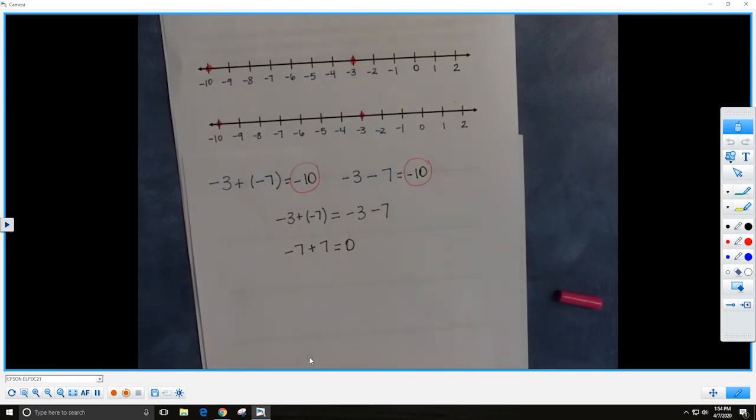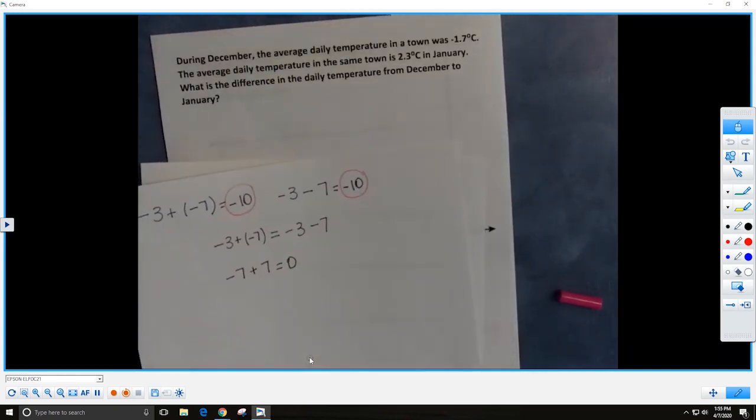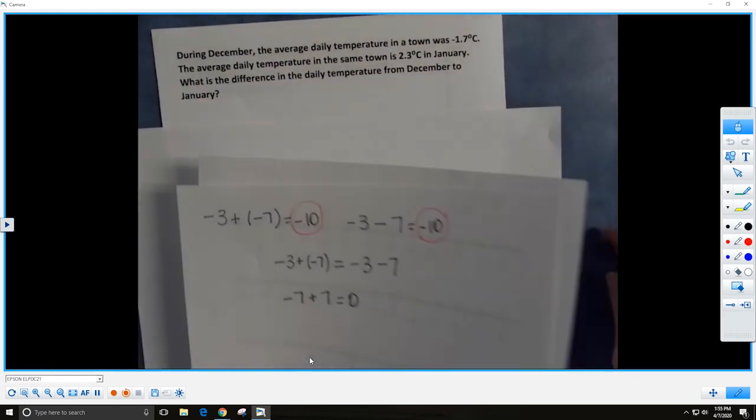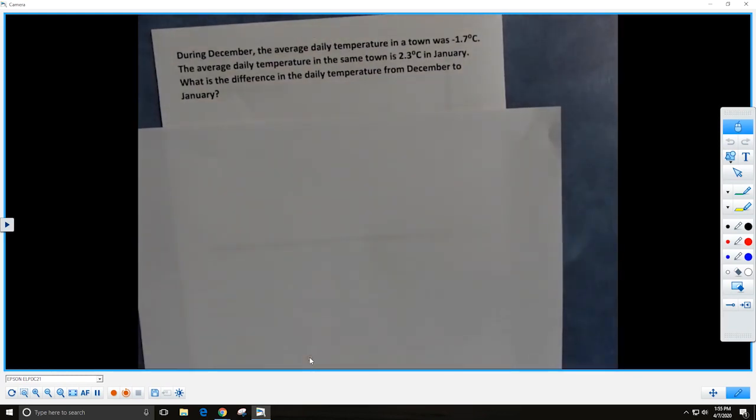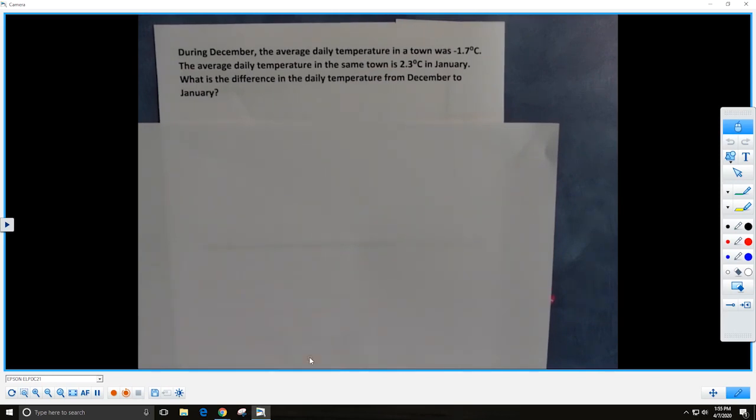Now what we'd like to do is use a number line to work with positive and negative decimal values. Let's take a look at this first scenario. During December, the average daily temperature in a town was -1 7/10 degrees Celsius. The average daily temperature in the same town is 2 3/10 degrees Celsius in January. What is the difference in the daily temperature from December to January? What strategy will you use to solve this problem?